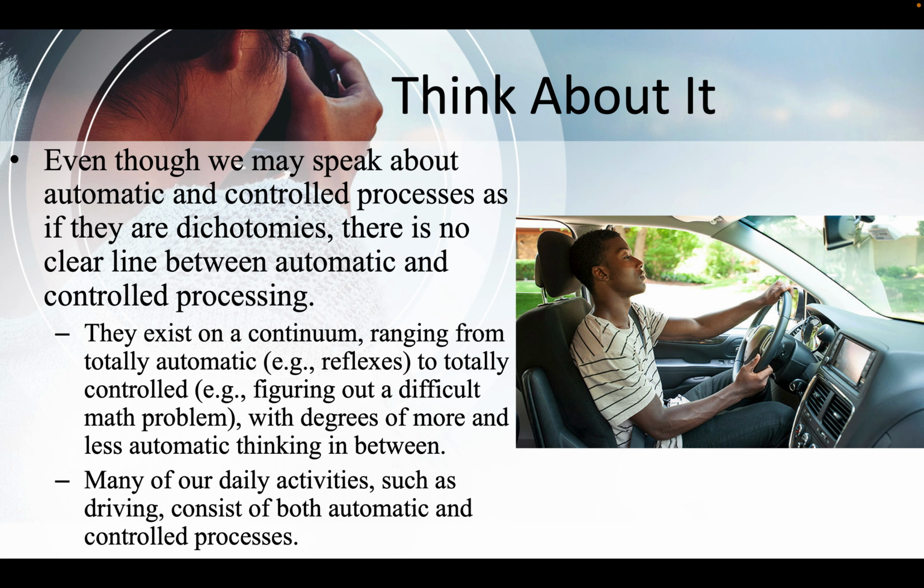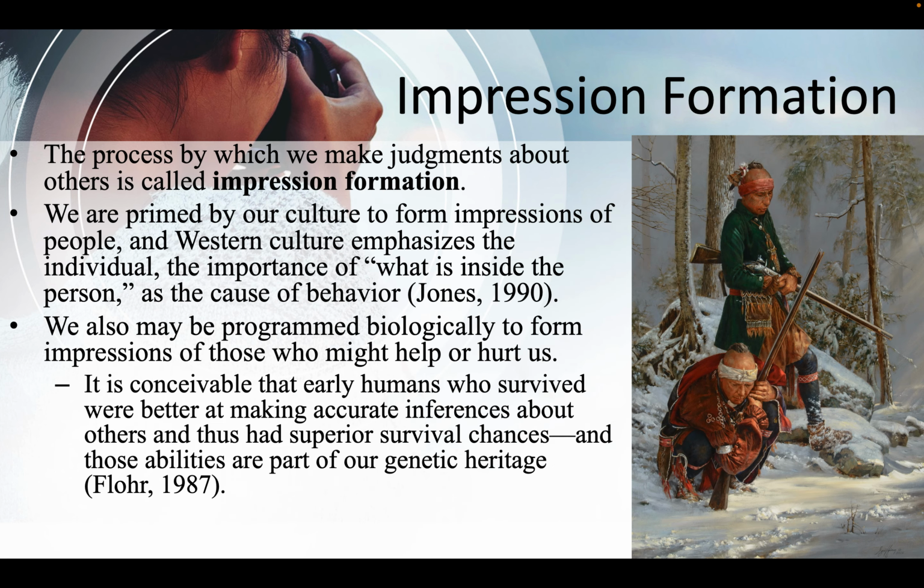Even though we may speak about automatic and controlled processes as if they are dichotomies, there is no clear line between automatic and controlled processing. They exist on a continuum ranging from totally automatic, such as your reflexes, to totally controlled, figuring out a difficult math problem, with degrees of more and less automatic thinking in between, like driving. Now, how much thinking are we doing as we're driving? Many of our daily activities, such as driving, consist of both automatic and controlled processes.